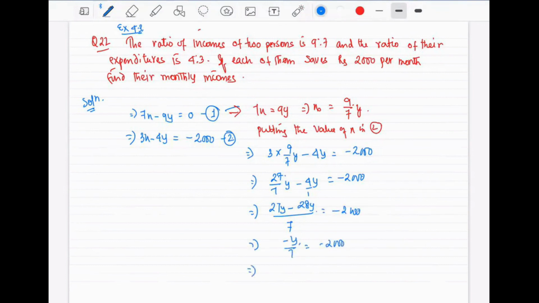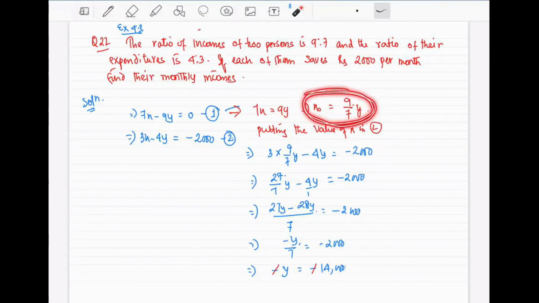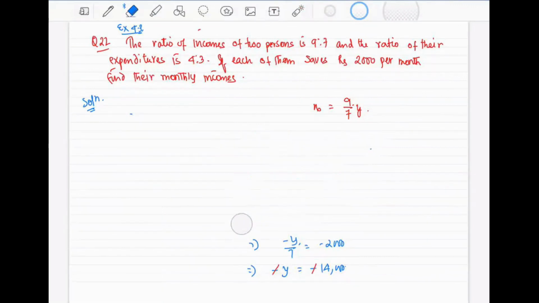Take the 7 to the right hand side. We will have minus y is equal to minus 2000 into 7, which will be 14,000, isn't it? I'm skipping small steps. You cancel the signs. Finally, we are able to obtain y as 14,000. That's the income of the second person, isn't it? I want to obtain the value of x using this one. So you put the value of y here. I'm rubbing this off, all of it, and putting the value of y separately on the side.